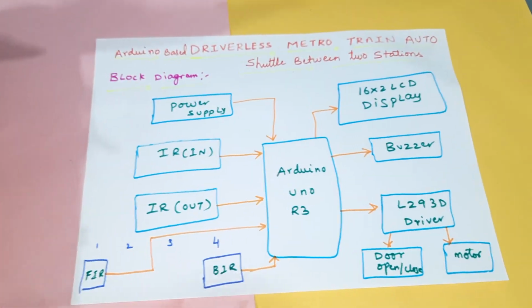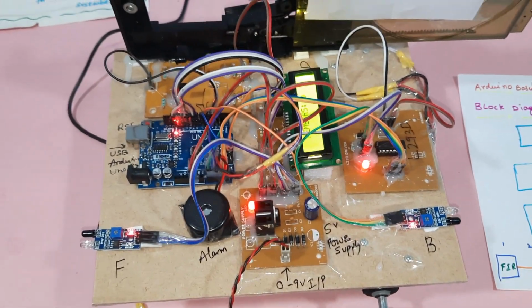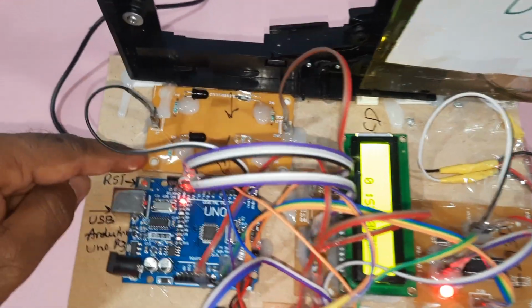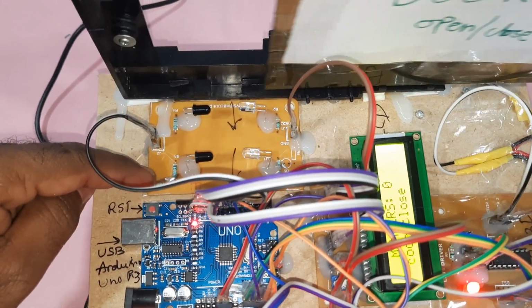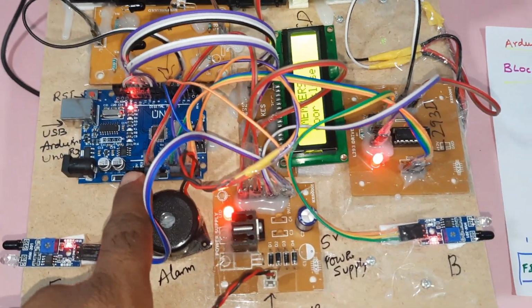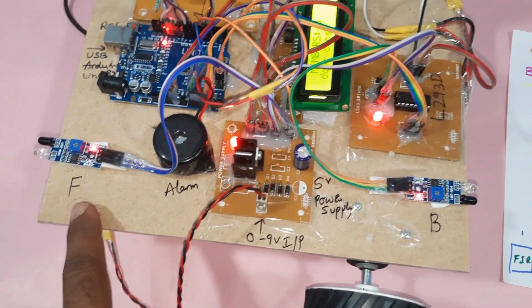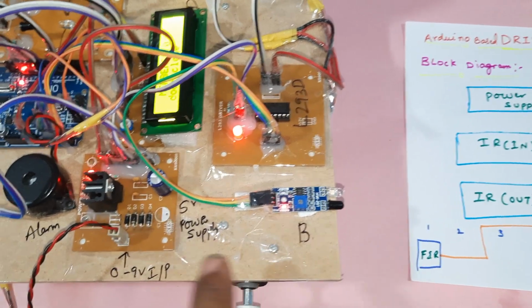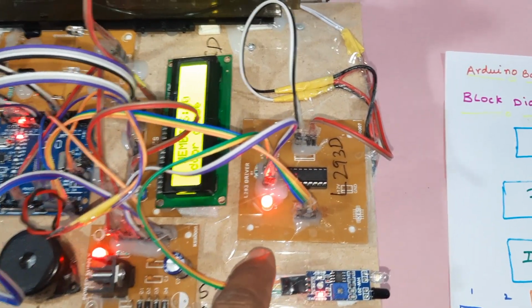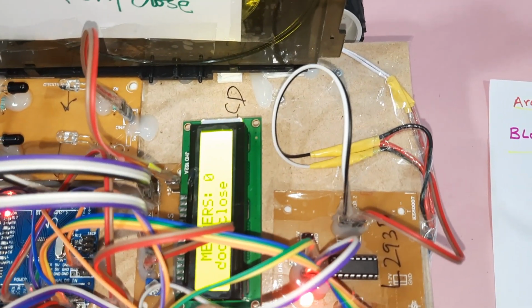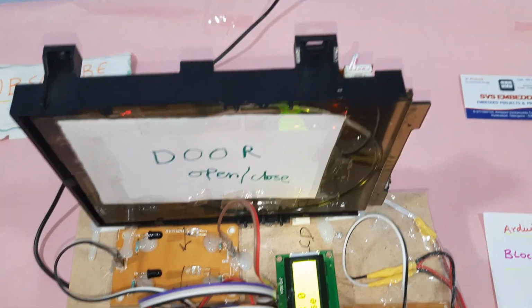So this is our block diagram and this is our hardware kit. So IR transceiver pair for member counting, then Arduino Uno R3, IR sensor for forward rotation and backward rotation, and power supply board, and this is L293D, 16x2 LCD display and door open close motor.